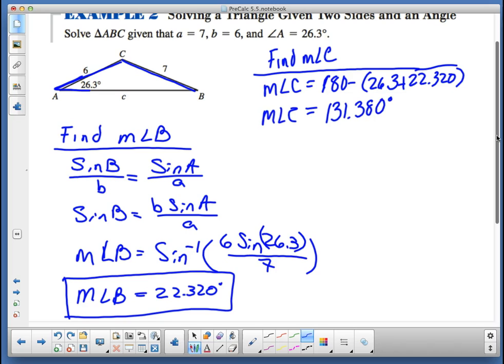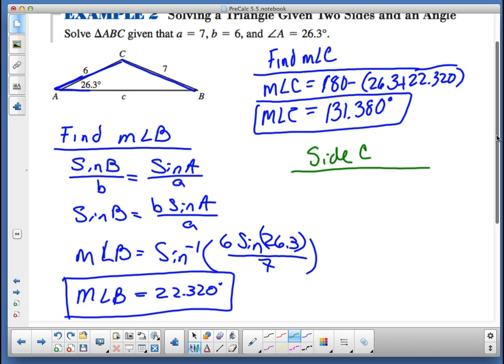Measure of angle C. Okay? Now I've got 2 out of 3 pieces of my triangle I have found. I'm going to go for my third piece, and it's length of C, or side C. Side C. Okay, in order to do that, I want to do the reciprocal of the law of sines.